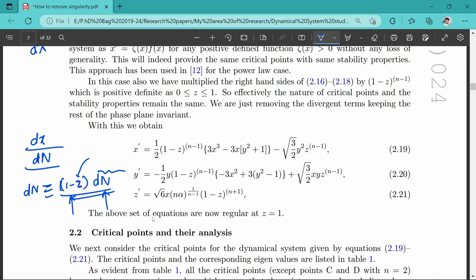So what you can see here is that dx prime over dn is equal to just multiplying by 1 minus z here, and again there was 1 minus z, so it will cancel out. So all the quantities which have the divergence get cancelled out. Whenever you encounter any divergence in your autonomous system, you can define the time variable in such a way that it will cancel all the divergences.